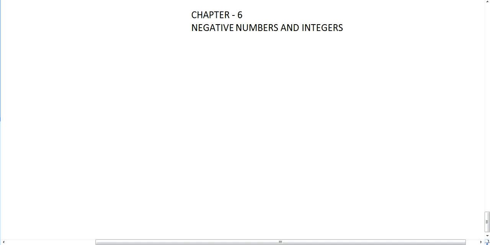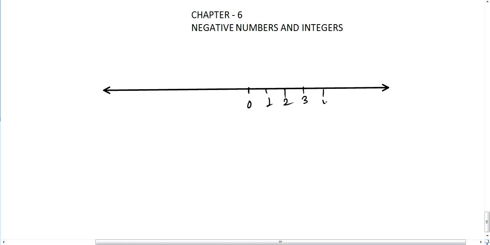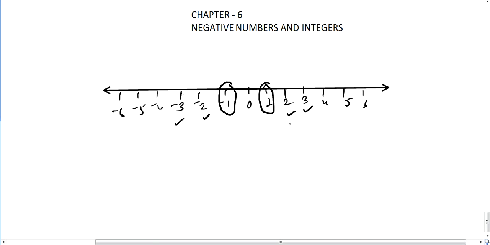Then you should know which integers are on the right side and which are on the left side. It's quite easy. Suppose you are having 0 here. So on the right side you are having positive values and on the left side you are having negative values. So for example, -1 and 1 are opposite of each other. Clear? Similarly, -2 and 2, -3 and 3, -4 and 4, -5 and 5, -6 and 6. They are opposite of each other.